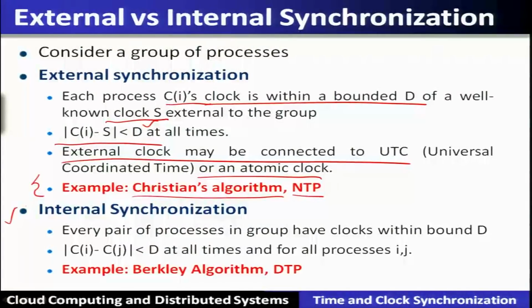On the other hand, in internal synchronization the group of processes will synchronize their clocks within a bound D without the external clock. That means between any two processes i and j, if their clock values have a difference or a skew, then it has to be bounded by D at all points of time. This synchronization can be achieved using the algorithm called Berkeley's algorithm, and we will also see the algorithm called Data Center Time Protocol, DTP.